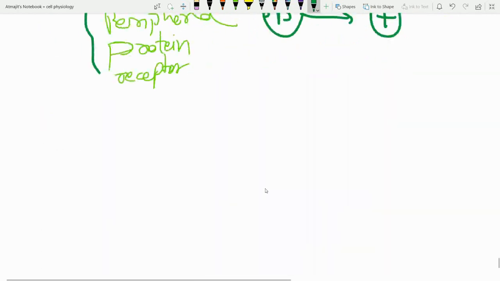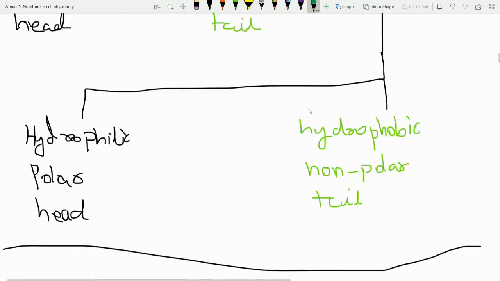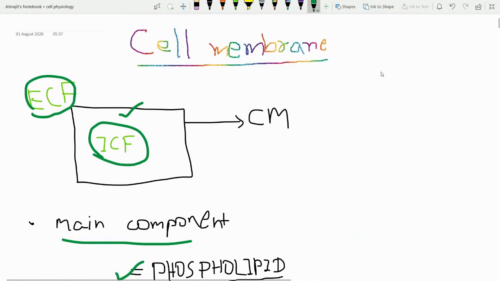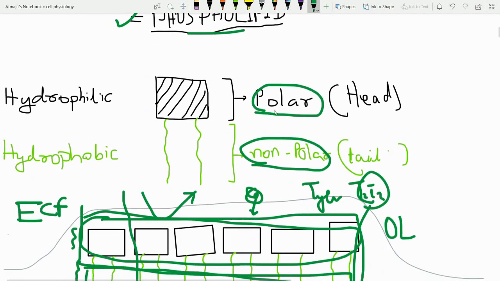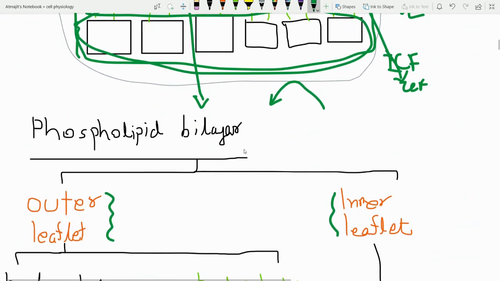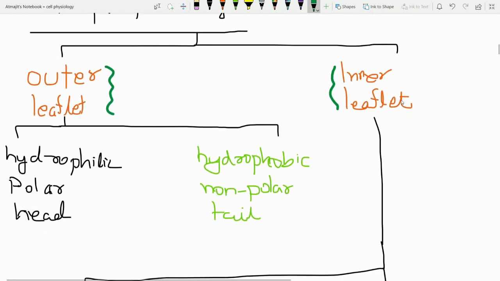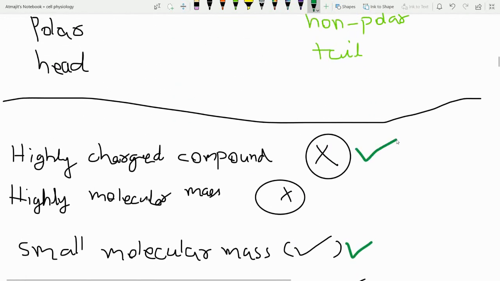So let's review this chapter from the first. Here this is the cell membrane. The cell membrane structure separates the cell from extracellular fluid to intracellular fluid. Main components are phospholipids. They have a hydrophilic head which is polar, then a hydrophobic tail which is non-polar. Then the phospholipid bilayer, outer leaflet and inner leaflet, both have hydrophilic polar head and hydrophobic non-polar tail, and these are highly charged compounds, cannot pass through.